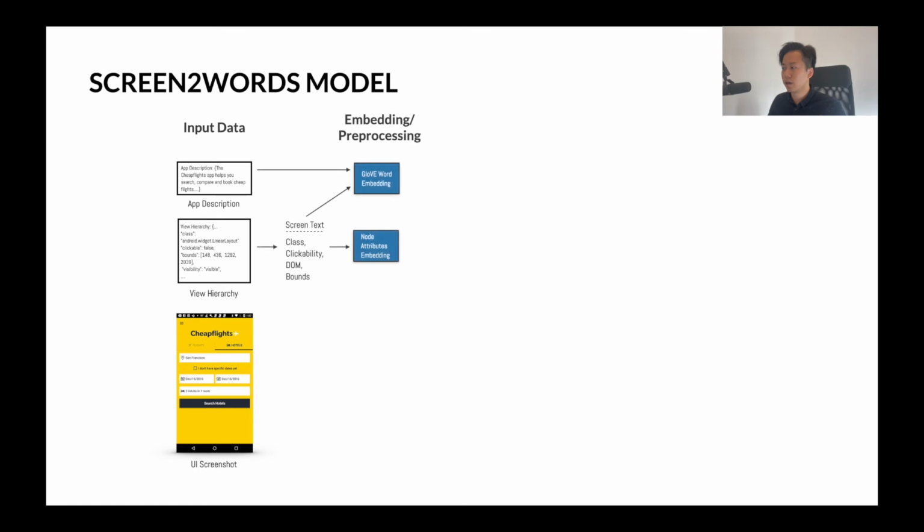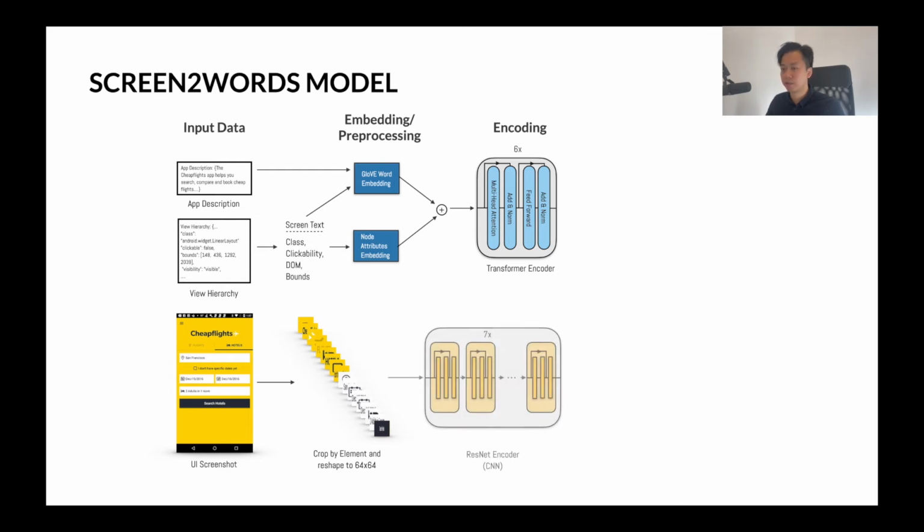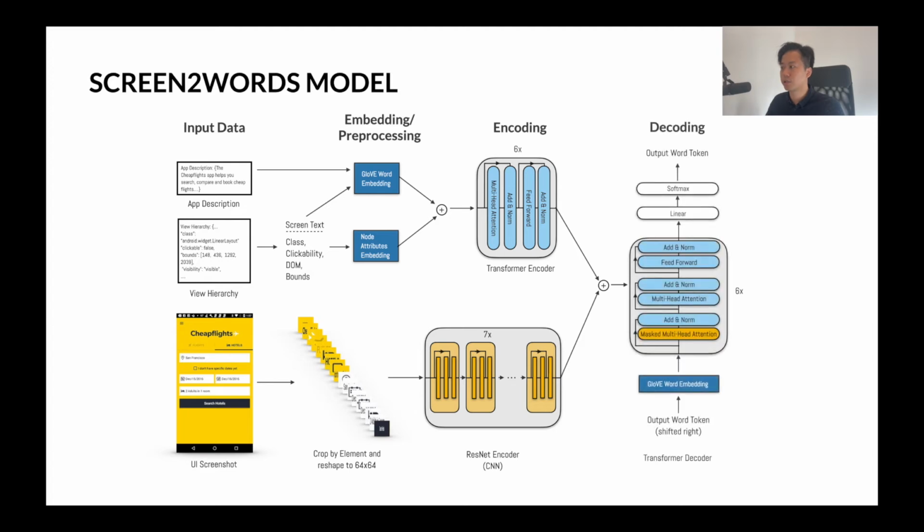Next, we use the GloVe word embedding to embed the textual information in the data. We also embed the UI structural information such as the UI classes and bounding box coordinates. We then encode all this information using a transformer encoder. For the screenshot, we cropped each UI element and reshaped them to a fixed size. Then we encode the pixels using a ResNet encoder. We then concatenate the encodings from both encoders and feed it to a transformer decoder to generate the screen summaries.